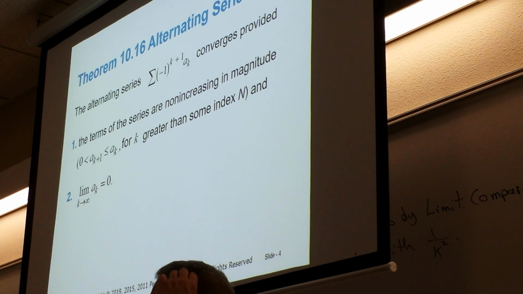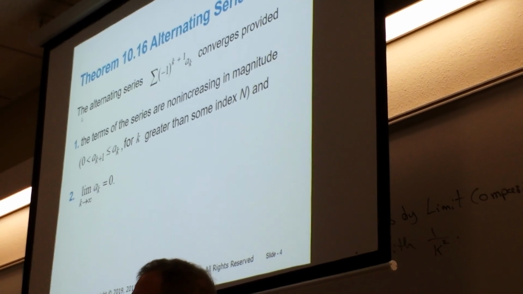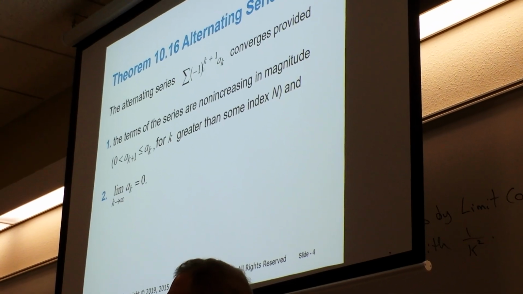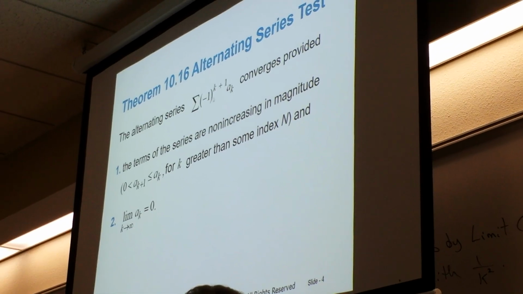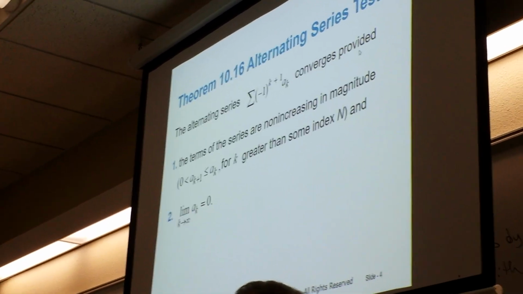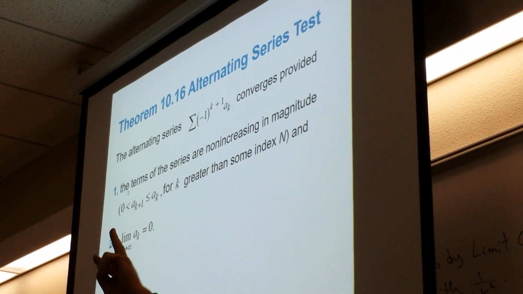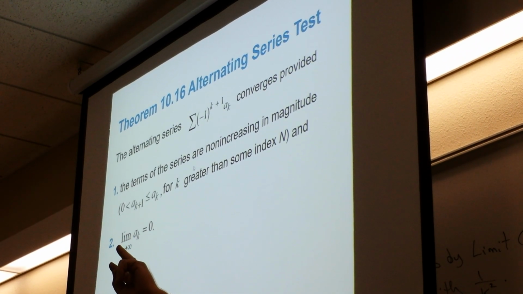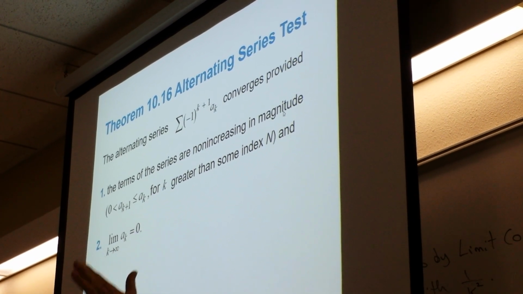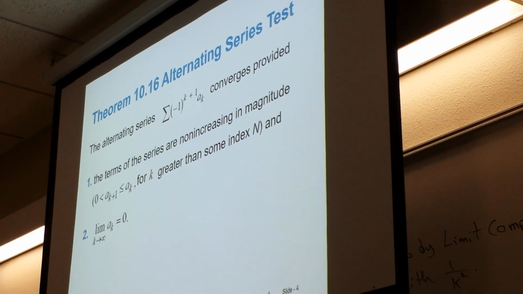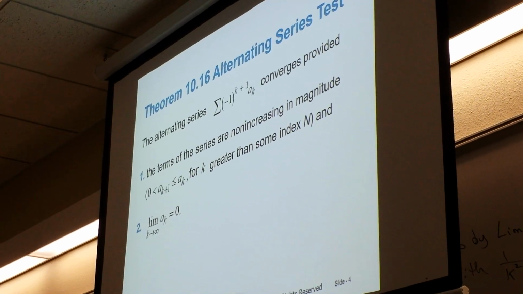Here's what the alternating series test says. Again, we'll look at examples of this stuff on Monday. The alternating series, negative 1 to the k plus 1, that causes it to alternate sign, converges provided, listen carefully, there are 2 conditions for it to converge. The terms of the series are non-increasing in magnitude. That means if you take their absolute values, change them to all positive, they have to be non-increasing. They can't be going up, they've got to be going down, all right?